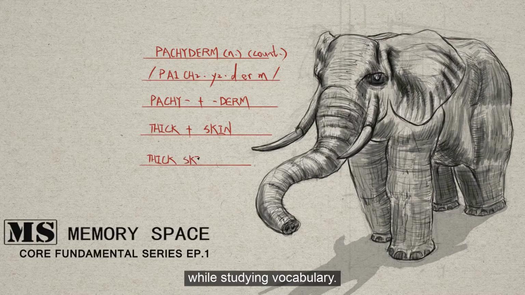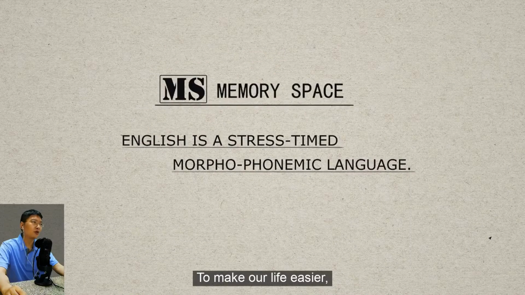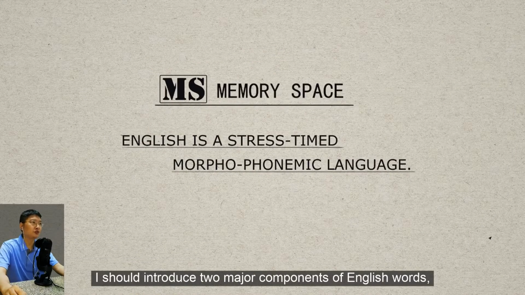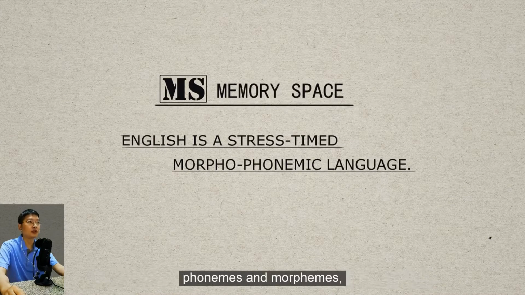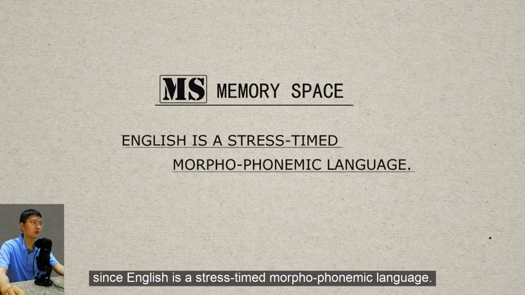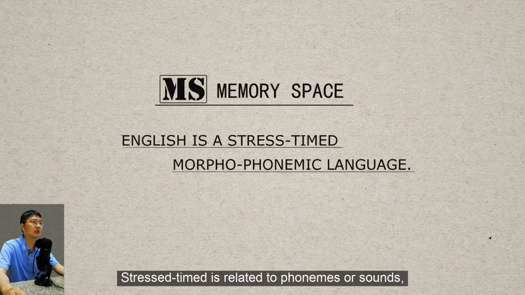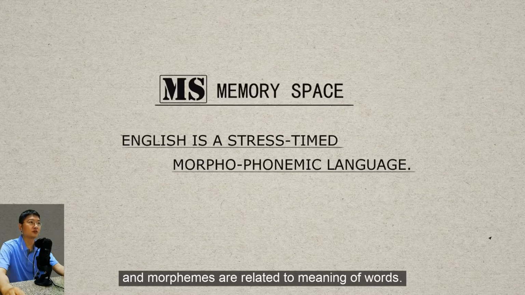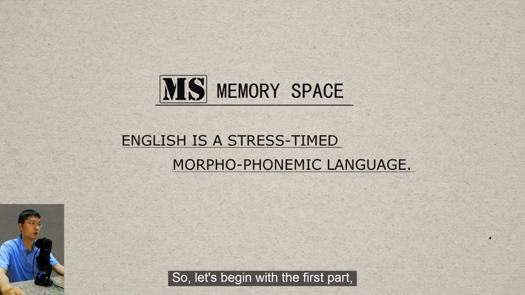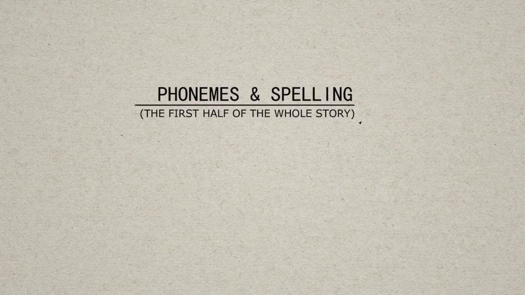while studying vocabulary. To make our life easier, I should introduce two major components of English words, phonemes and morphemes, since English is a stress-timed, morpho-phonemic language. Stress time is related to phonemes or sounds, and morphemes are related to the meaning of words. So let's begin with the first part, phonemes and how they are closely related to spelling.